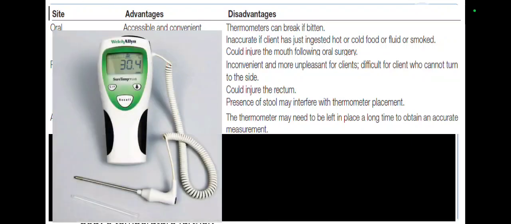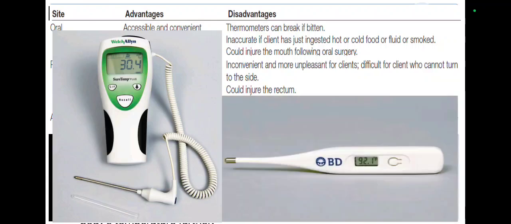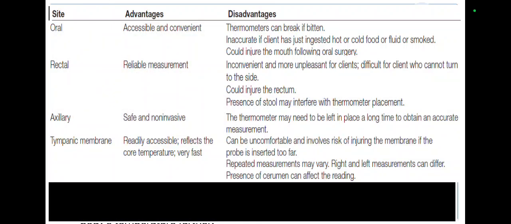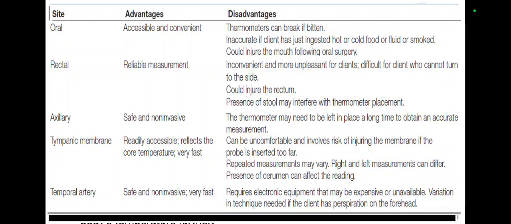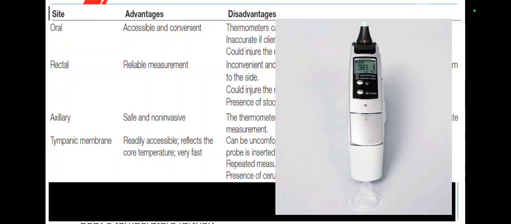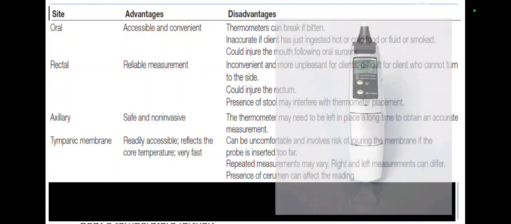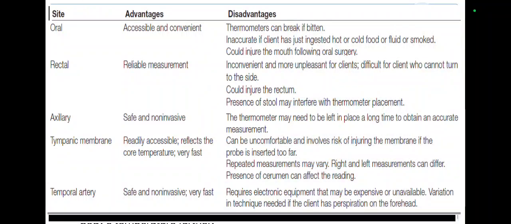Okay, so these are just examples of the equipment that we use to check for the body temperature of your patient. This is for the rectal, and can be for oral, and then we have the one for axillary. Now, for the tympanic membrane, it is readily accessible and reflects the core temperature very fast. So this is the example of your thermometer for tympanic membrane. Now, for your temporal artery, it is safe and non-invasive and very fast. So this actually checks the surface temperature. Okay, so just like that.